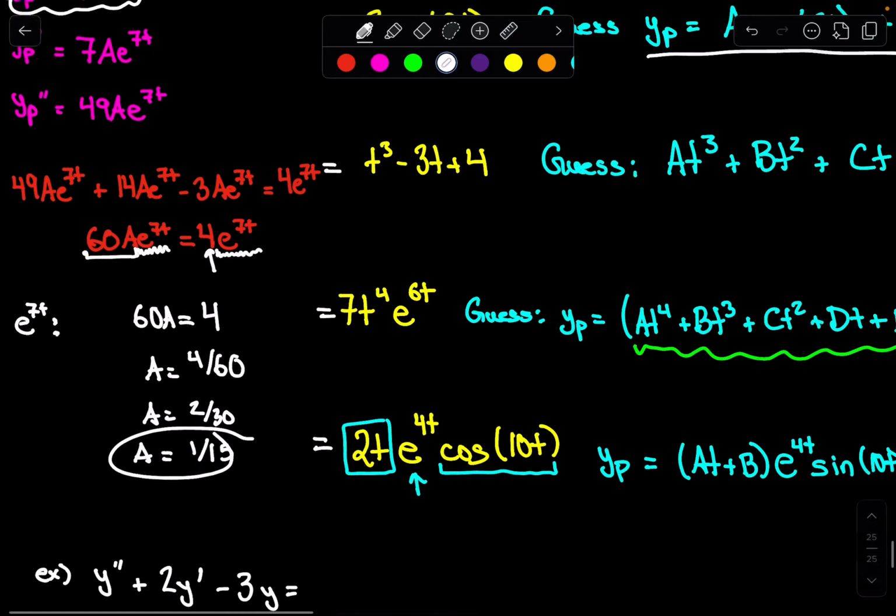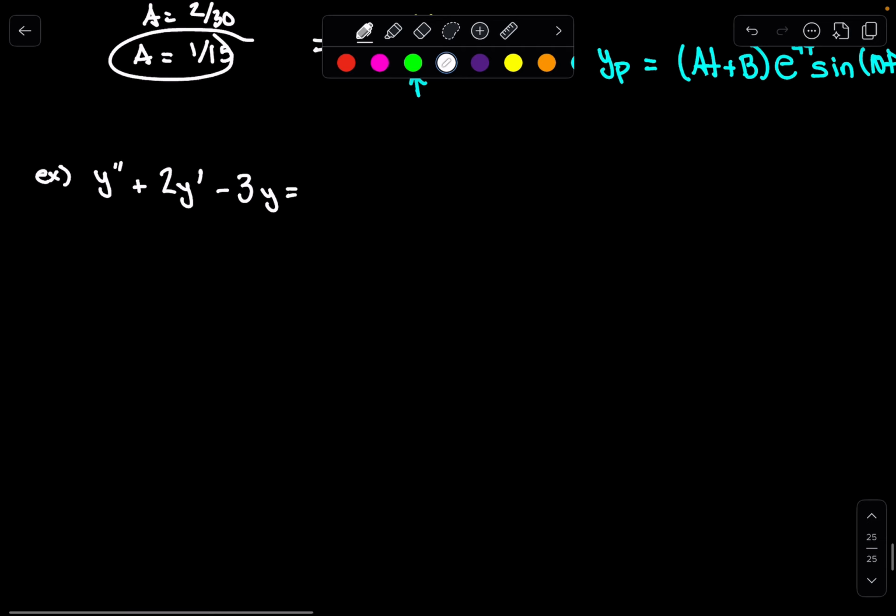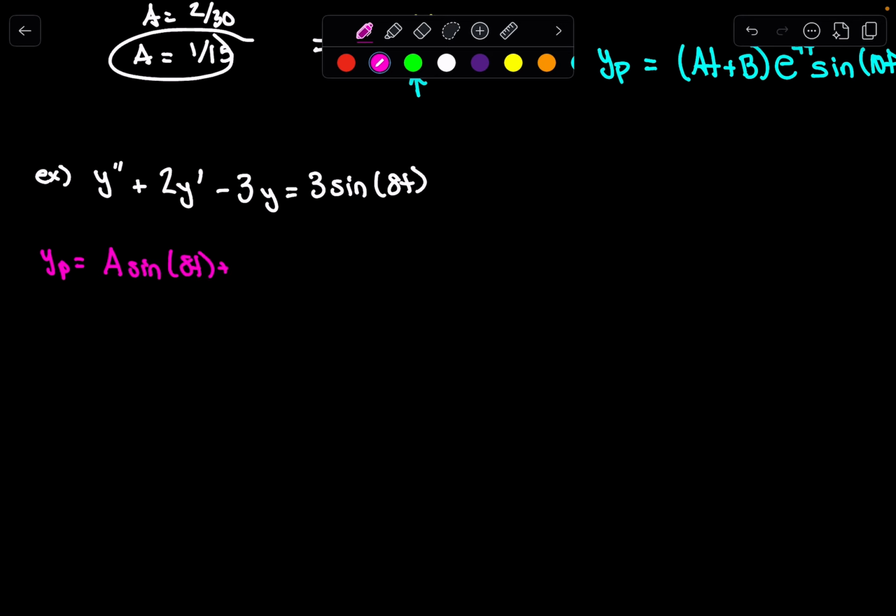So let's see what we're using. 3 sine of 8t. Okay. And we're going to make an educated guess that our solution is of the form a sine of 8t plus b cosine of 8t.